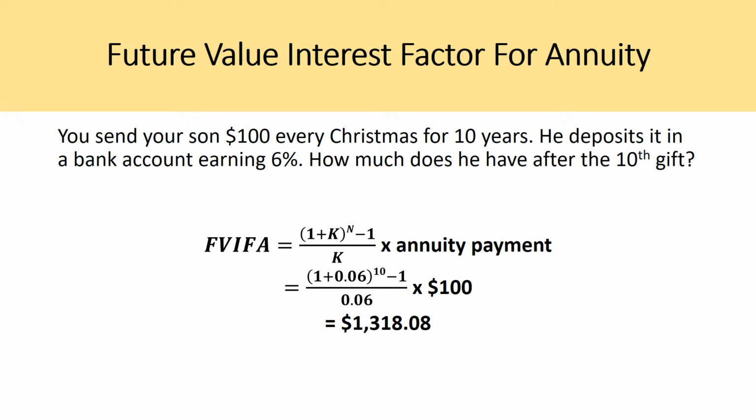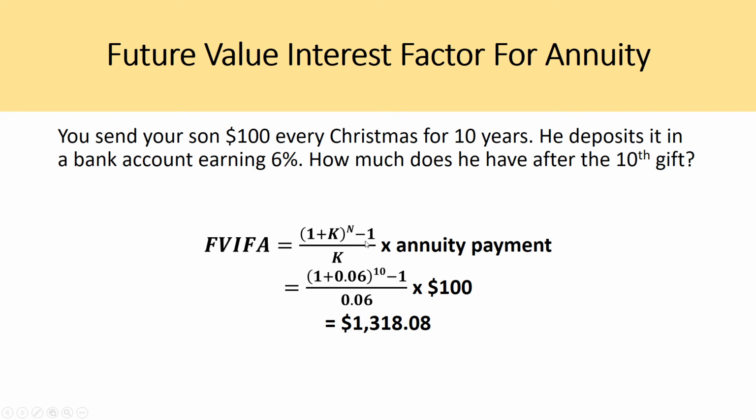So you send your son $100 every Christmas for 10 years. He deposits it into a bank account earning 6%. That is our k number. How much does he have after the 10th gift? Okay, so Christmas happens at the end of the year. So what happens is that 1 year later he receives another. So it happens at the end of the year. So it's a deferred annuity, and we input the variables into the formula.